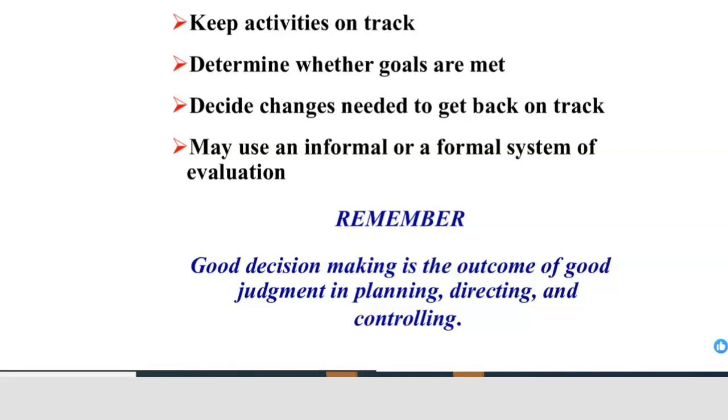Now you're evaluating the performance of the employees you're looking at here. There are formal evaluation systems, which you will learn later on in this course. We have many tools here to help you evaluate performance. There's also informal. You're walking around and viewing what they're doing and making sure. All right, so you're controlling. And then the fourth area, of course, is decision making. And as it says here, good decision making is the outcome of good judgment in planning, directing, and controlling.